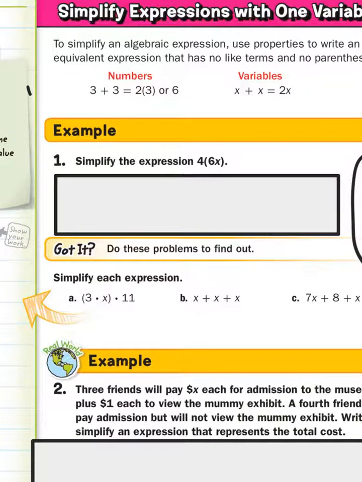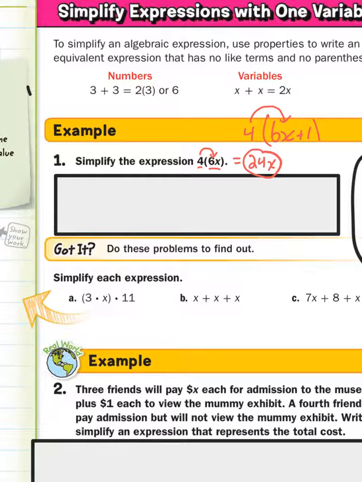So when it says simplify this expression, 4 times 6x, I want you to think of this like a mini distributive property. This means 4 groups of 6x. So, for example, if you had 4 times 6x plus 1, you already know you would do 4 times 6x and get 24x, right? So that's all you're really doing here: 4 times 6x, which is 24x. Think of it: if you had 4 groups of 6x's, that would be 24x's. So that's all you get, 24x.